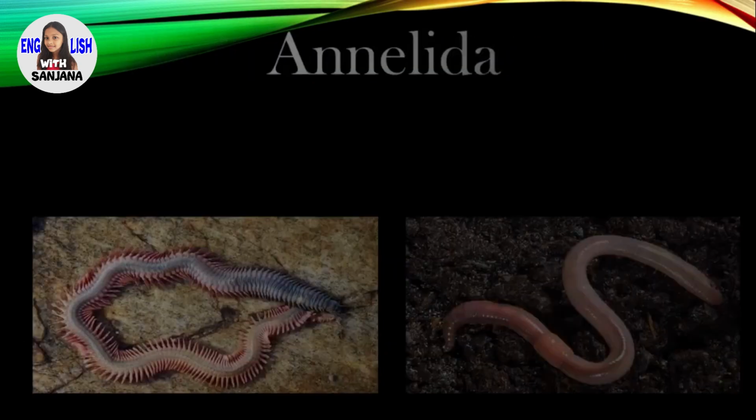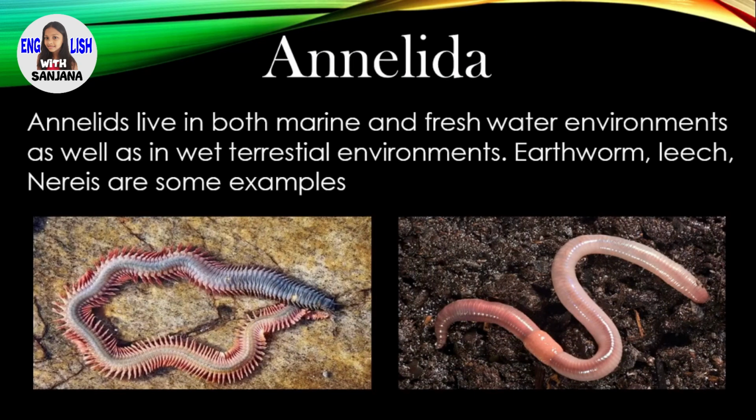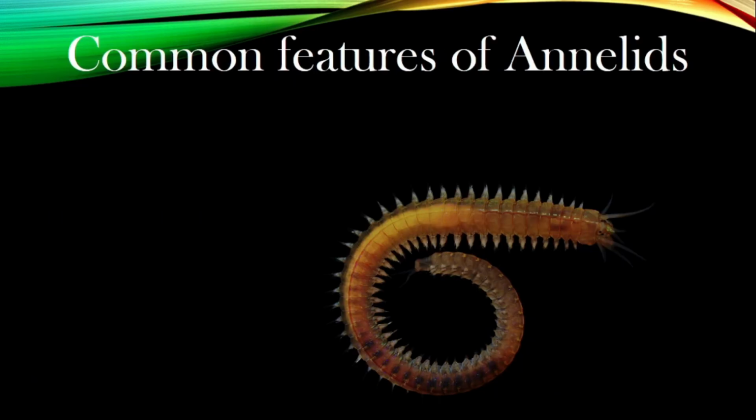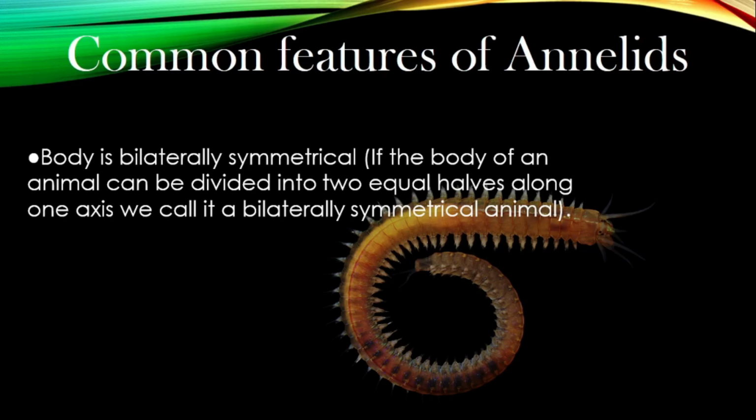Annelida. Annelids live in both marine and freshwater environments, as well as in wet terrestrial environments, such as earthworm, leech, nereis. Let's look at some common features of annelids. The first feature of annelids is body is bilateral symmetrical. It means if a body of an animal or a human being can be divided into two equal halves along one axis, we call it a bilateral symmetrical animal.